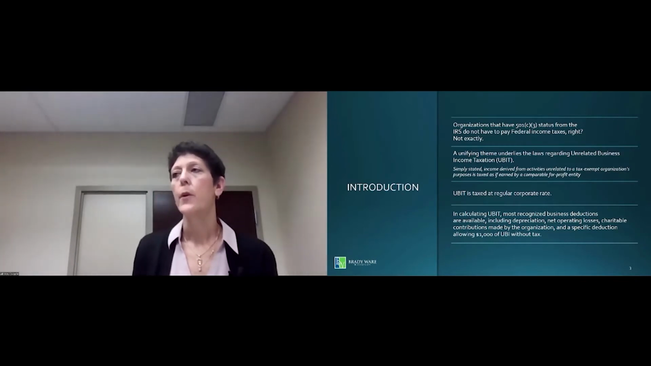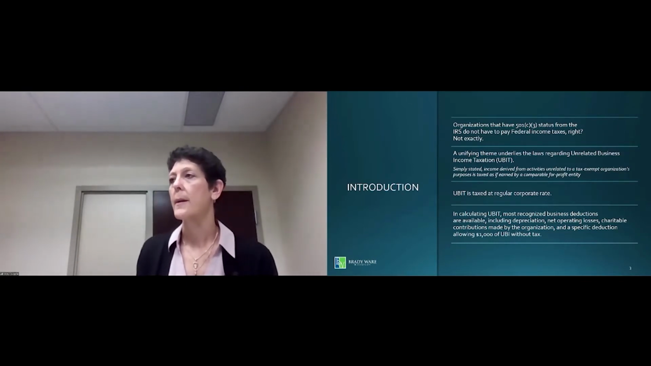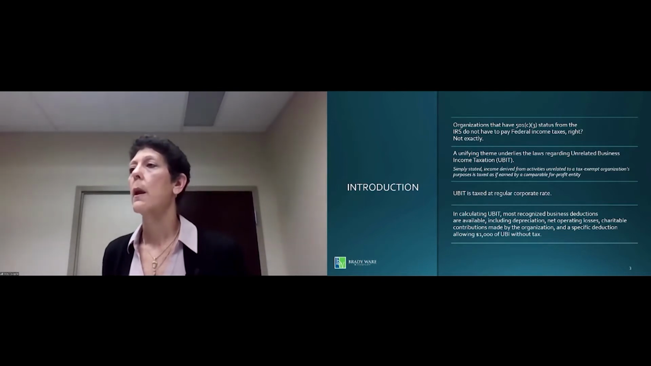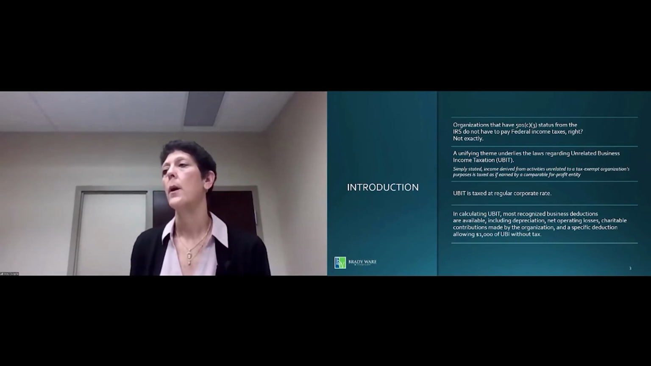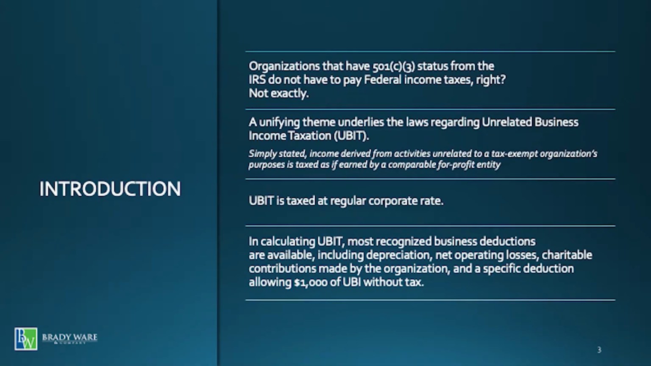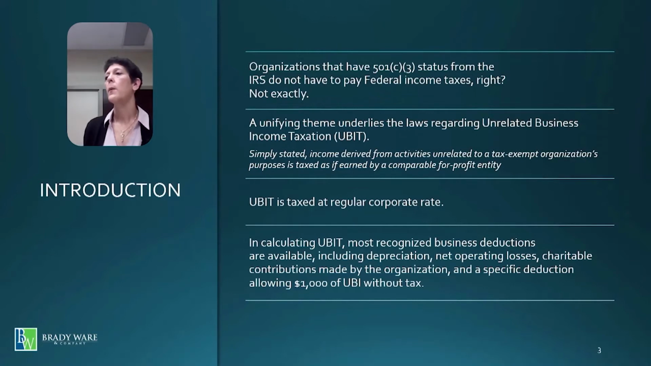Many think that if your organization has 501(c)(3) status, no federal income taxes are required to be paid. But that's not exactly true. The unifying theme underlying the laws regarding unrelated business income, or UBIT, is simply stated: income derived from activities unrelated to your organization's purpose is taxed as if earned by a comparable for-profit entity.